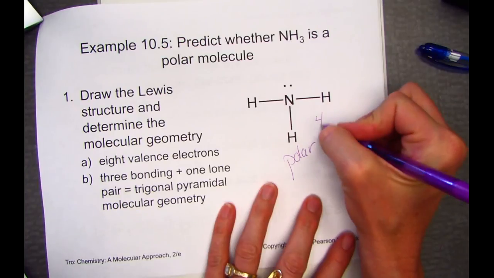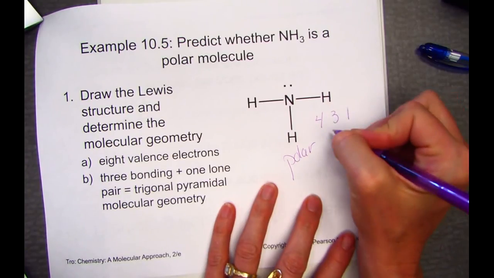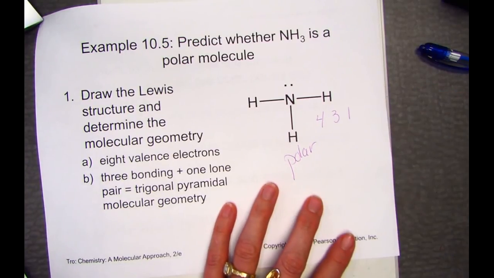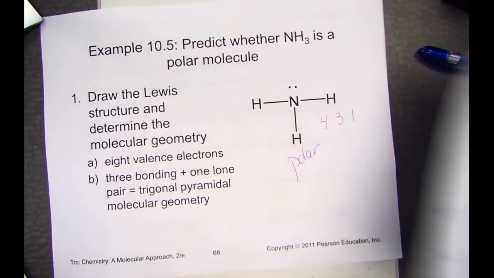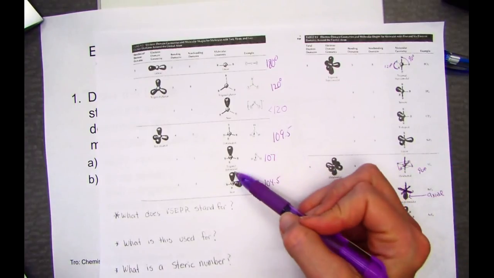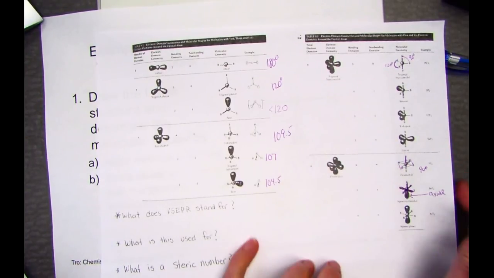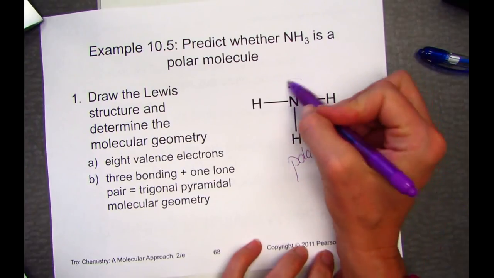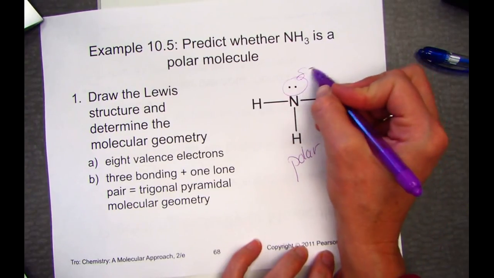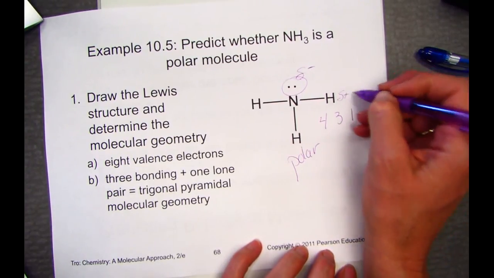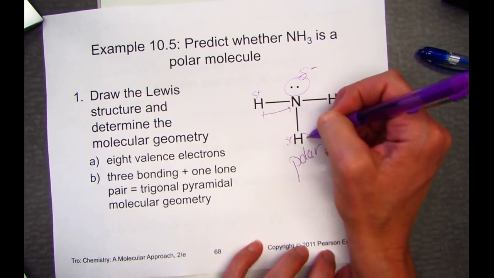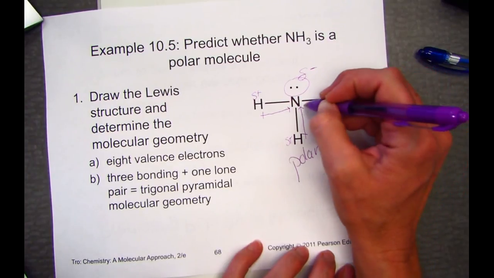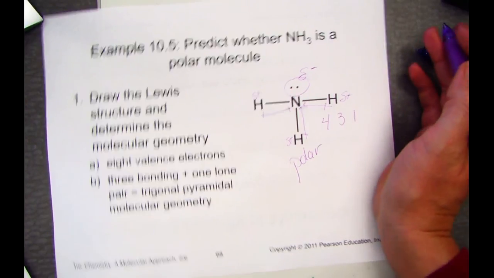Electron domain is 4: 3 are bonded, 1 non-bonded. When I have 4, 3, 1, I create an electron repulsive force on the top of the nitrogen. This trigonal pyramidal shape creates a polar molecule. The electron cloud up here is partially negative, the hydrogens end up partially positive, and you literally see that electron density being pulled up towards the nitrogen.